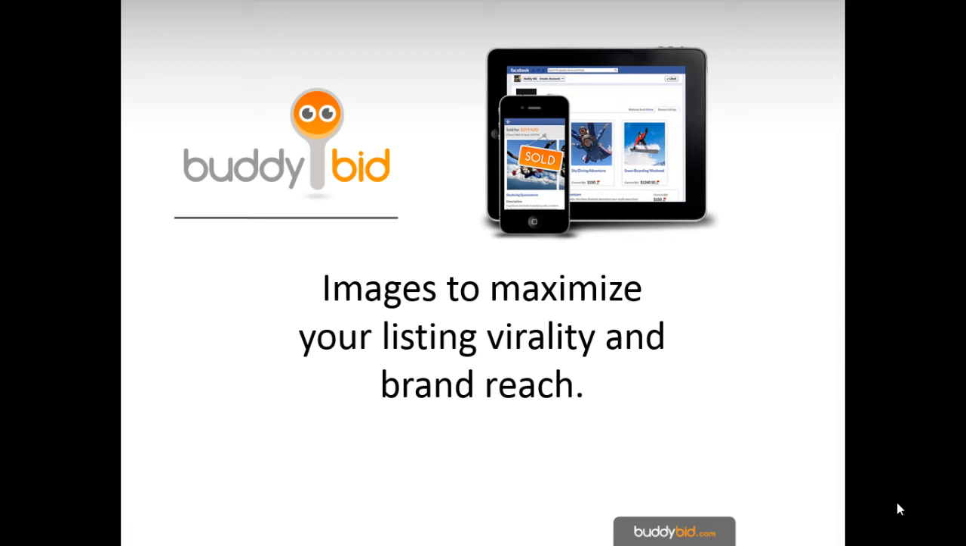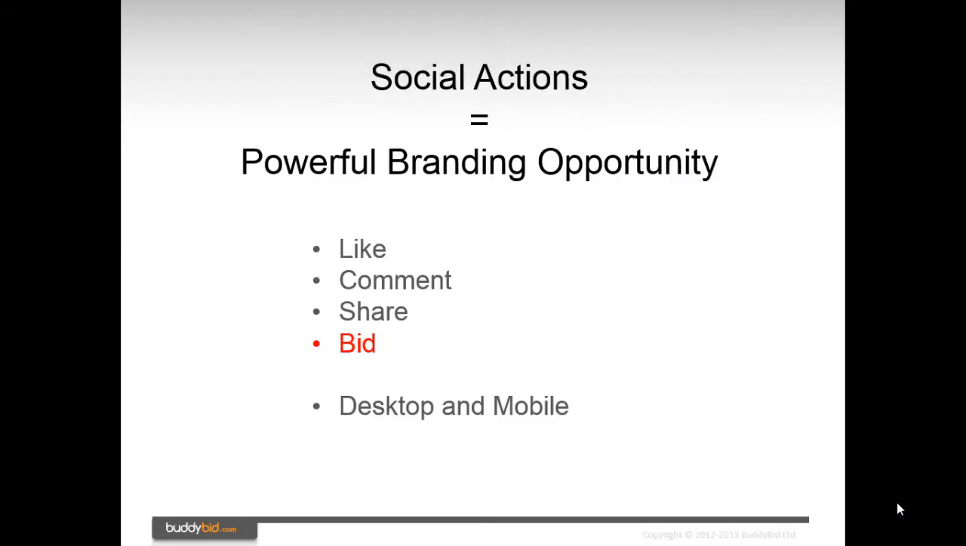So in this video we're going to talk about how to design the images on your listing to maximize the virality of your listing and to maximize your brand reach. Every time that someone undergoes a social action around your auction, this is a very powerful branding opportunity. So anytime someone turns up on your listing and clicks a like, places a comment, shares, and most importantly when they bid, this generates a story that goes through the news feed of their friends.